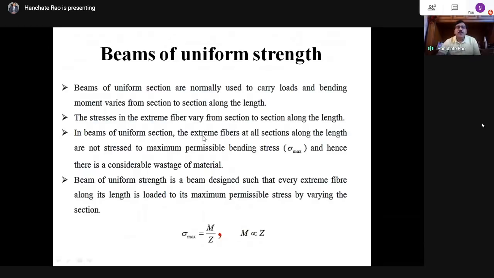In beams of uniform section, the extreme fibers at all sections along the length are not stressed to the maximum permissible bending stress, and hence wastage of material takes place.